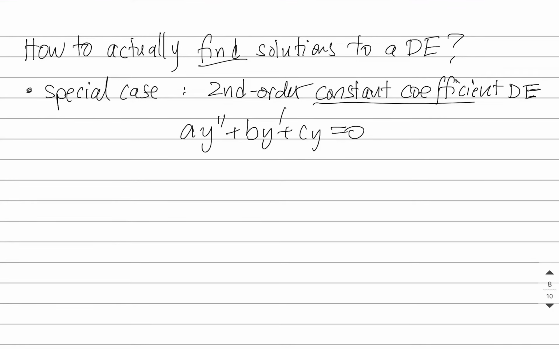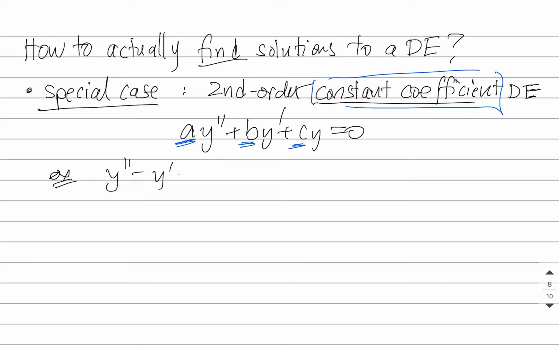So how do we actually find solutions to a second-order differential equation? Well, we have to consider it by cases, and a very special but very common case is what's called a second-order constant coefficient differential equation. So anything that's in front of the function or its derivatives will be constant. y'' - y' - 2y = 0 is an example of a constant coefficient differential equation.